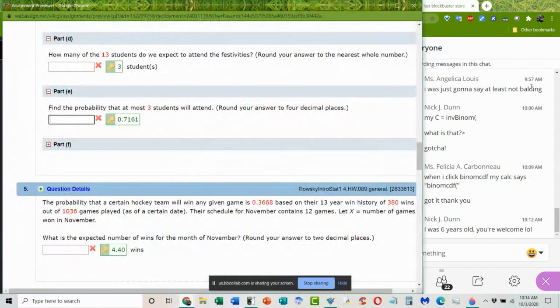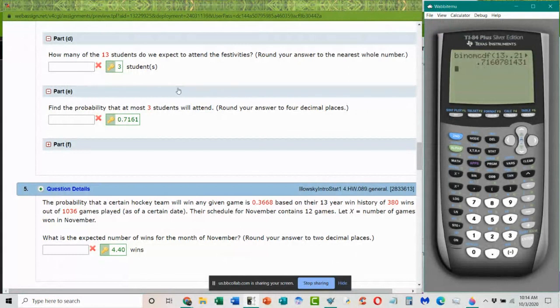So right here, at most three students. So we had the number of students, the probability of success, and the number that we're interested in, at most three, and that gives us this decimal. And then again, we have to round to four places. So that's why it goes up.